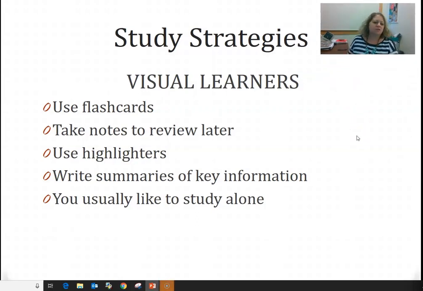Okay, so some study strategies for visual learners. I've just picked out a few things here for you to take into consideration. We've already talked about flashcards. You can use the flashcards like I talked about on the ring. One thing I didn't mention is on your phone, right? There are lots of apps for flashcards now that you can use electronically, and maybe you would find that really helpful for you.